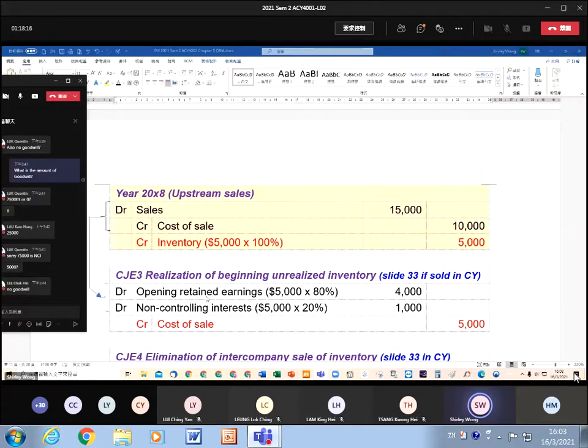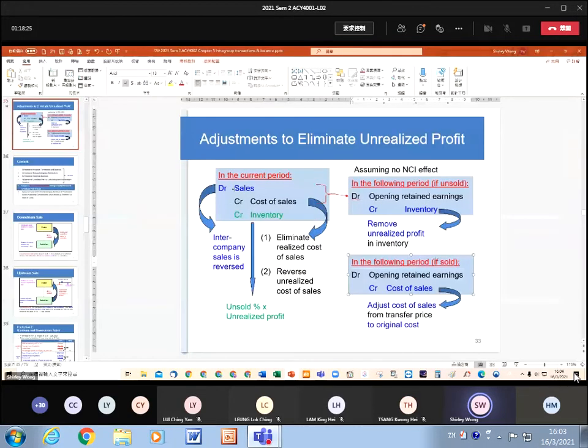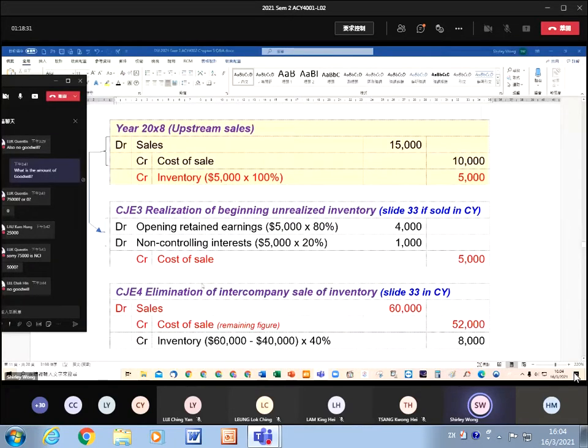Okay, any questions for this CJE number 3? And then we move on to CJE number 4. CJE number 4 happened in the current year. Based on this, debit sales, credit cost of goods sold, credit inventory. What we need to do here is the elimination of intercompany sales of inventory, same as slide 33.